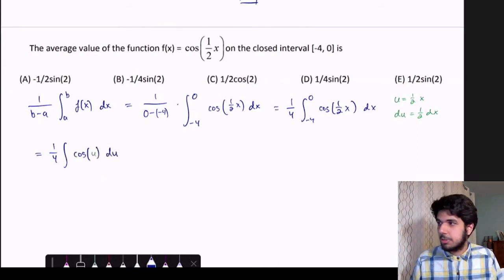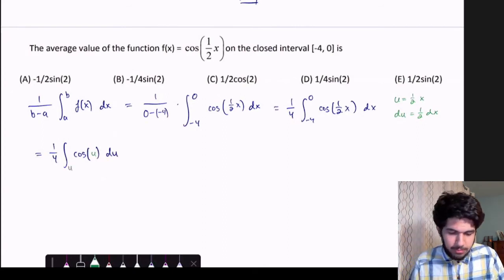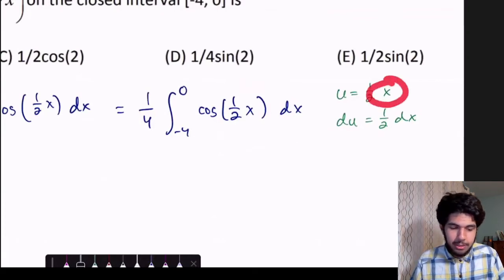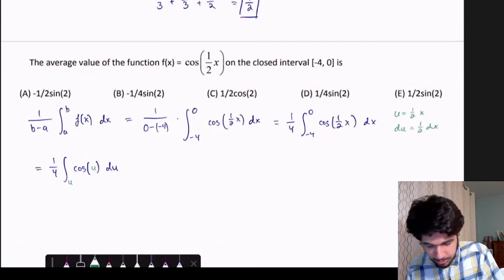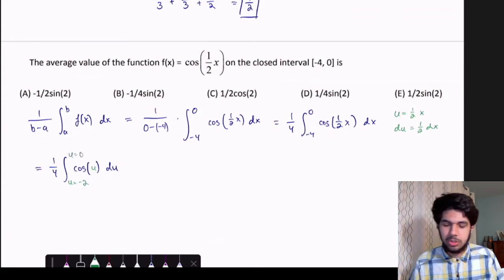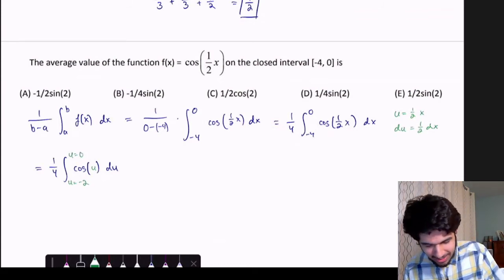And well, we can change our limits of integration. So now the bottom limit was originally -4. If we put -4 in here, we get u equals -2. And for the top limit, do the same thing. Should get u equals 0. Now we should be feeling good because we know how to integrate cosine of u.